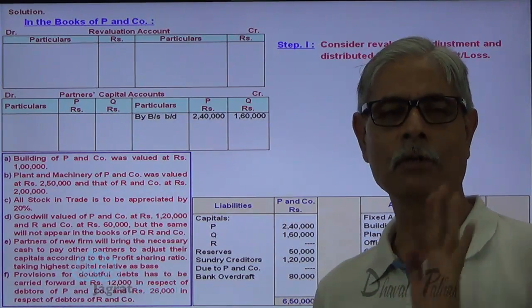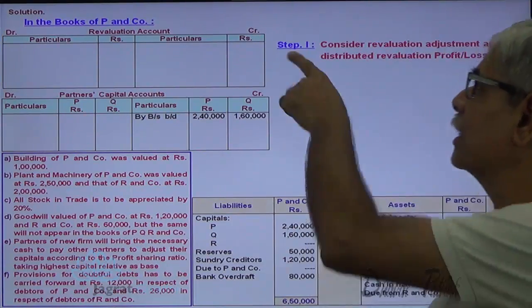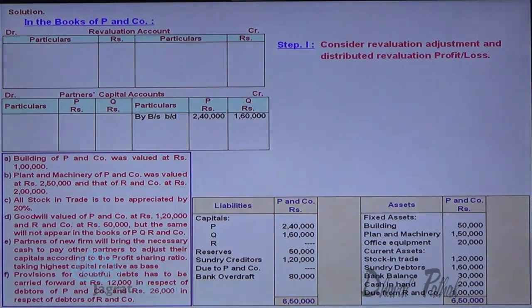So first of all, write down the balance of capital account. Then step number 1, consider the revaluation adjustment.